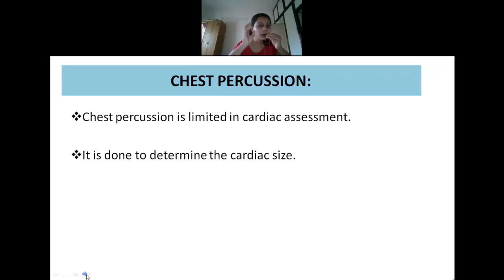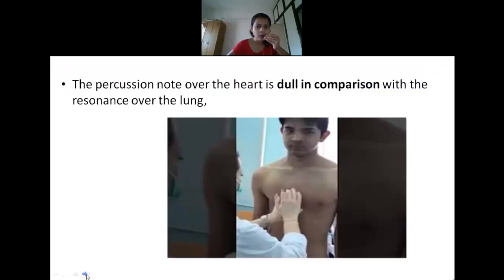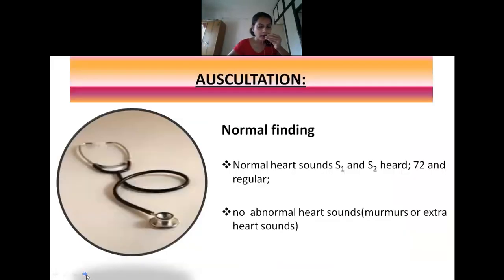Next we move on to chest percussion. Chest percussion is very limited here; there is nothing much to discuss. The only thing is you will check for dullness or for resonance in the region where there are lungs, isn't it? You might have already studied the assessment in the respiratory system. When you are percussing the chest, especially the lungs part, you will listen for resonance. In abnormality, hyperresonance or dullness will be there, isn't it? So you can just percuss and check.